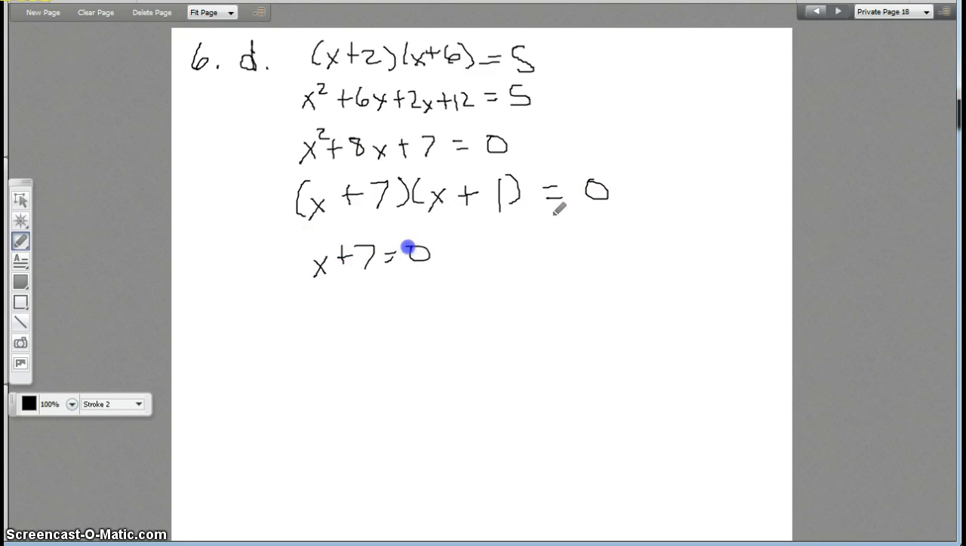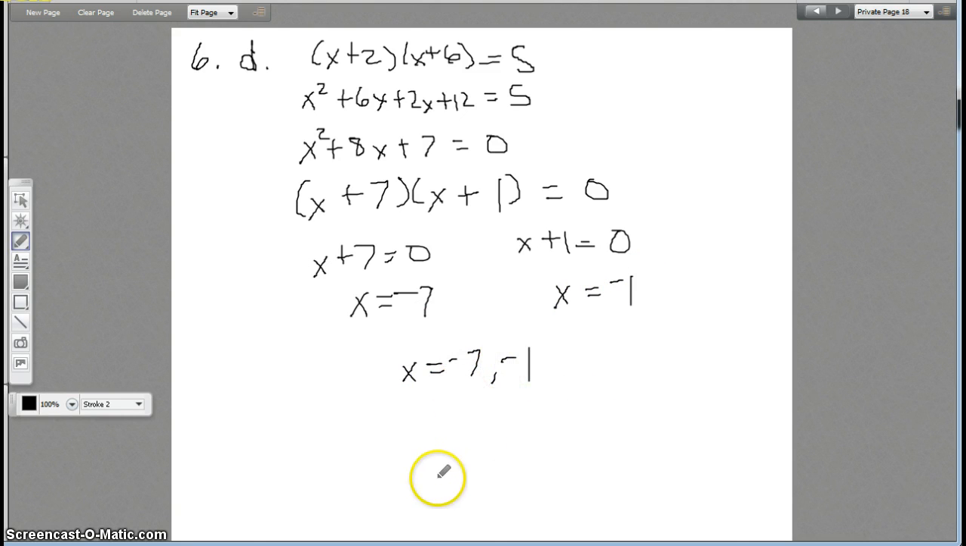Now I set each factor equal to 0. And then we subtract 7 from each side on the left equation, and we subtract 1 from each side on the right-hand equation, and so we get x equals -7 and x equals -1. Those are both solutions for number 6D.